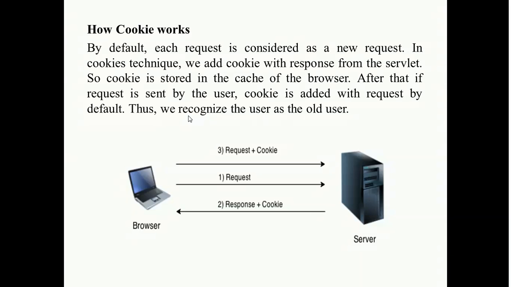Next, see how a cookie works. By default each request is considered as a new request. It means the client can request multiple times, but each request is considered as a new request. So in the cookies technique, we add the cookie with the response from the servlet. The cookie is stored in the cache of the browser, and after that if a request is sent by the user, the cookie is added with the request by default by the web browser. And this way we recognize the user as an old user.